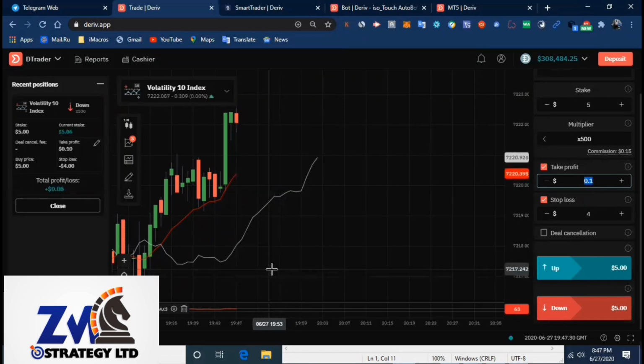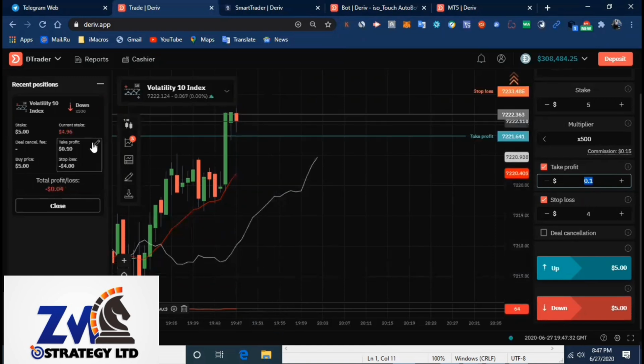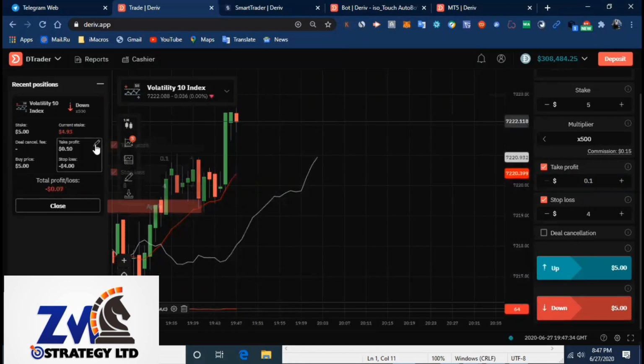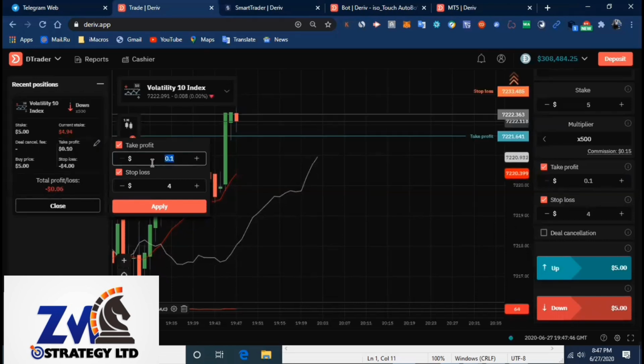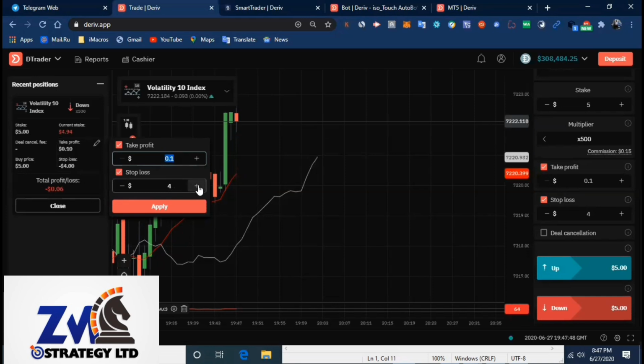The other thing about this is that you can easily edit your take profit and stop loss. Maybe you see that the market is actually going towards your direction. In order for you to make more, you can easily increase your take profit, and you can also increase your stop loss as well.